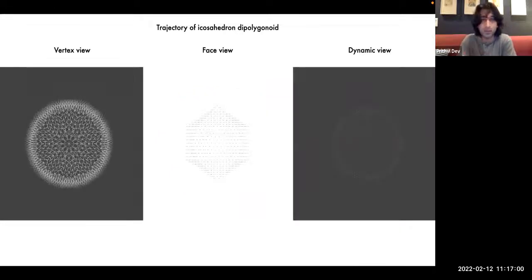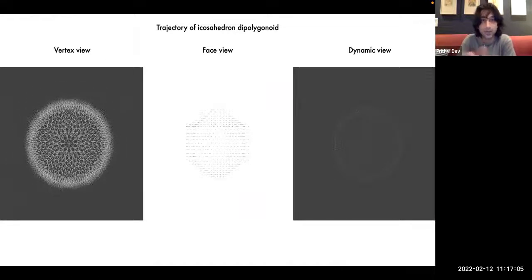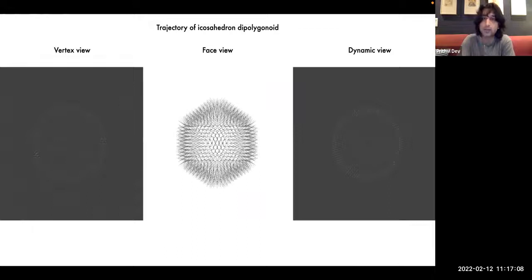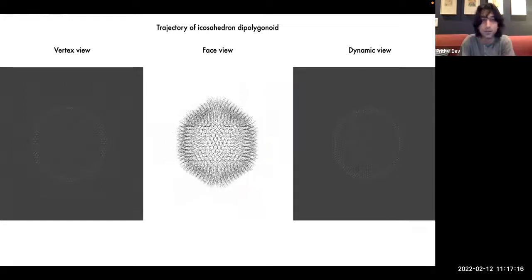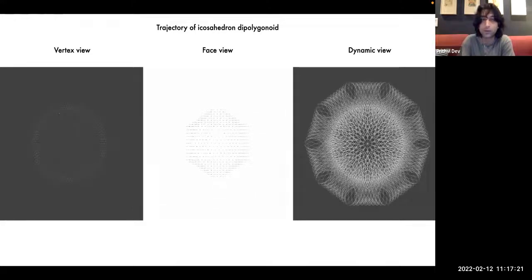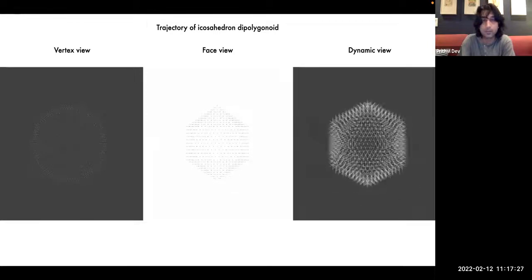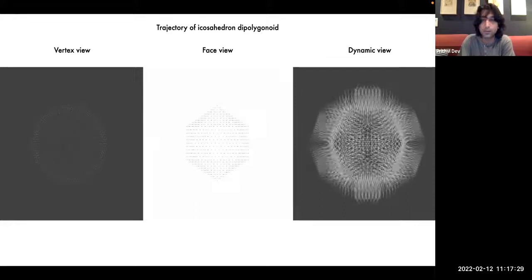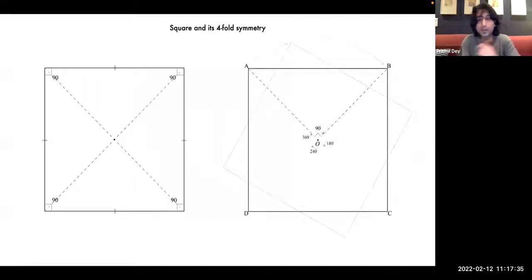Sorry, I just stopped that midway through. But here is the trajectory of the icosahedron, the vertex view, and then the face view. On each face, I've put a set of dot patterns to see where each dot moves, and a dynamic view. This is also the issue, my limits in my ability to animate these things.